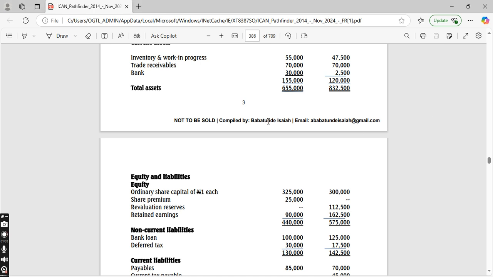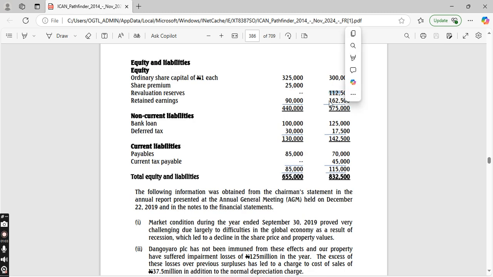Yes, revaluation. Our revaluation reserve has reduced, and we have taken into consideration this one to 500. Am I right? Yes, the 500 has been considered, right? Okay. Then which one is next? Retained earnings. What do we do to it? What's our retained earning at the beginning of the year? 162. What's the retained earning at the end of the year? 90,000. Right? So our retained earning has changed.